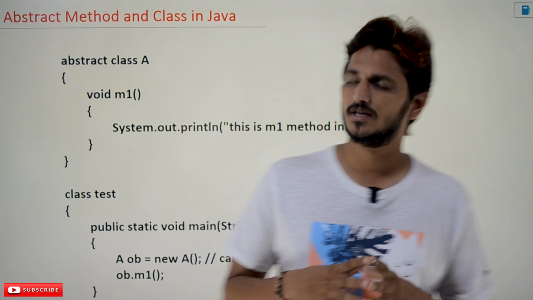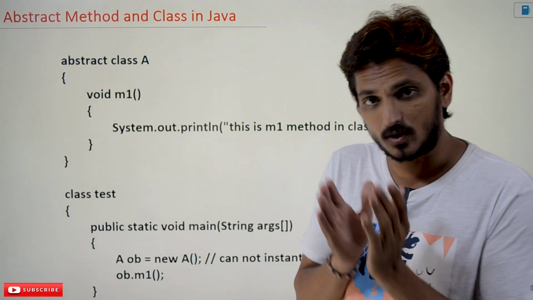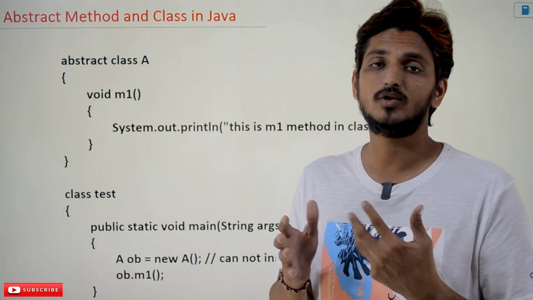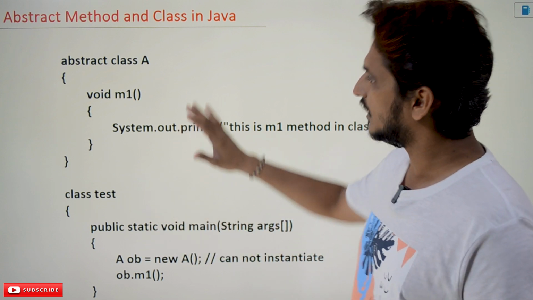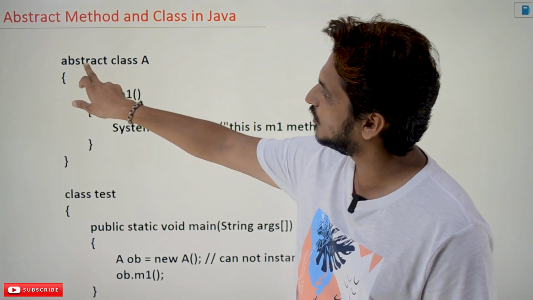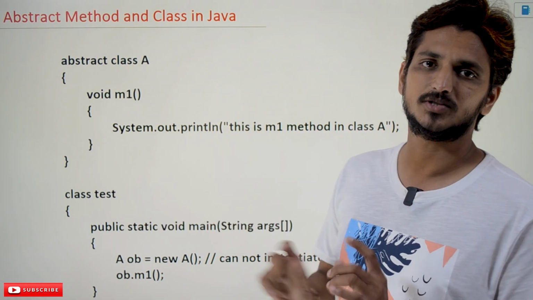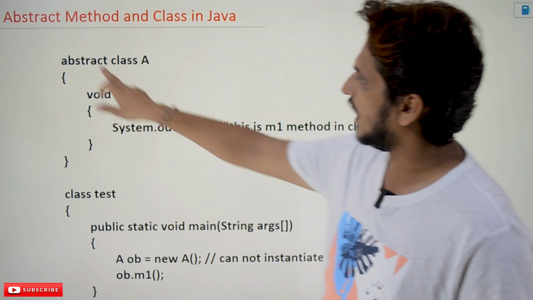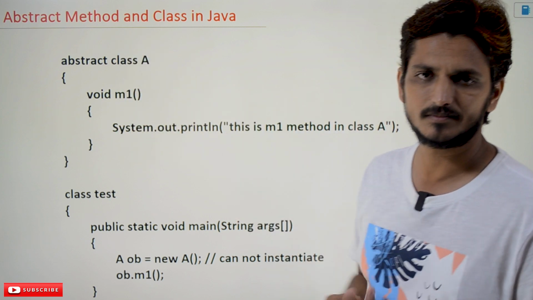Coming to today's class, first we are going to understand what is abstract class and what is abstract method. Then we are going to understand the use of this concept. Now let's understand what is abstract class. If you write an abstract keyword before a class, then we call it an abstract class. Here, in this class we have a method m1.